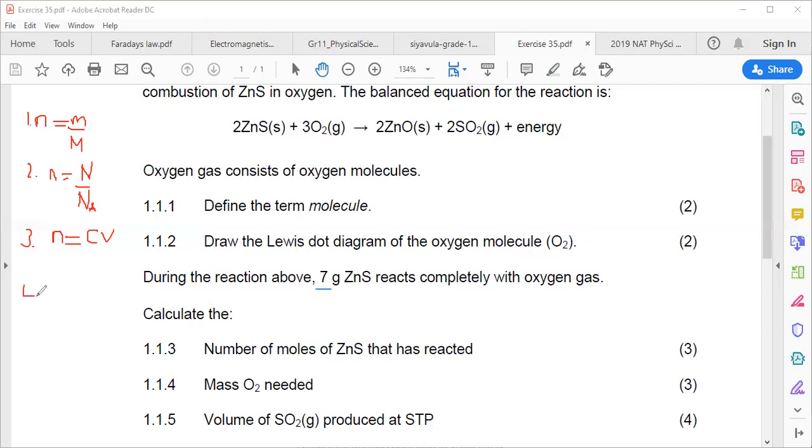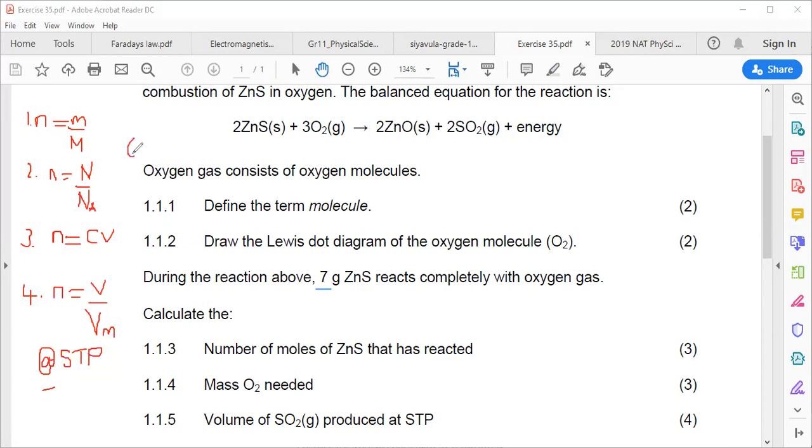Number 4, we've got number of moles is equal to volume over molar volume. All right, and this is at STP, standard temperature and pressure. And at STP, your molar volume becomes 22,4. And your Avogadro's number there becomes 6,022 times 10 to the power 23. Clear?